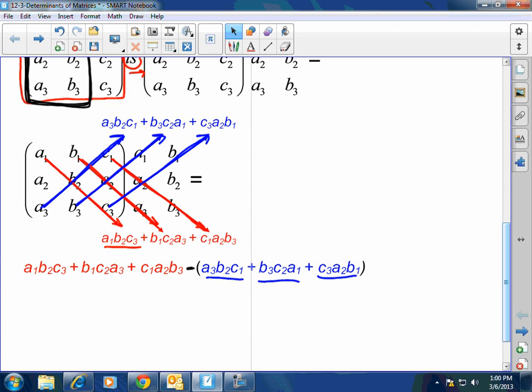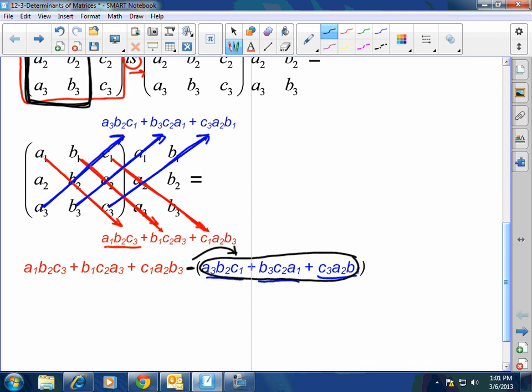Yes, you have to distribute this negative sign. But remember, you won't really distribute it because you're going to add these all together as one sum, sir.